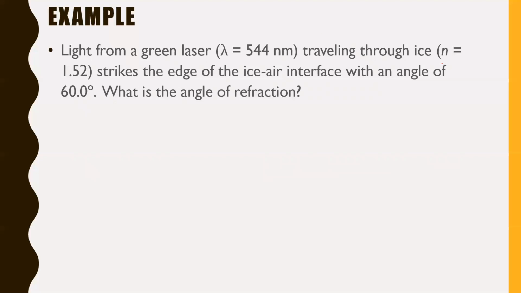So we can say ice here is our N1, and we'll say that our N2 this time is the air, which is 1.00. Now, it's striking the edge of the interface with this angle, so this is our theta1, and we're looking for the angle of refraction, so we're looking for theta2. I think they've spelled it out for us exactly what formula we've got to use: sine theta1 over sine theta2 equals N2 over N1.